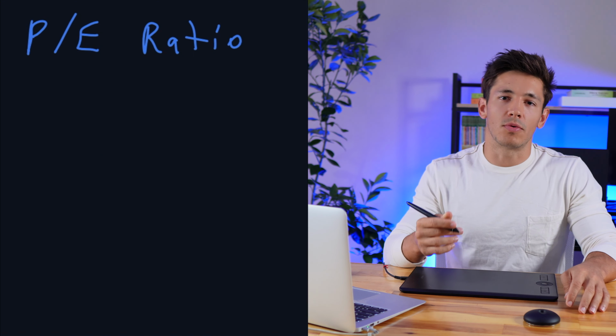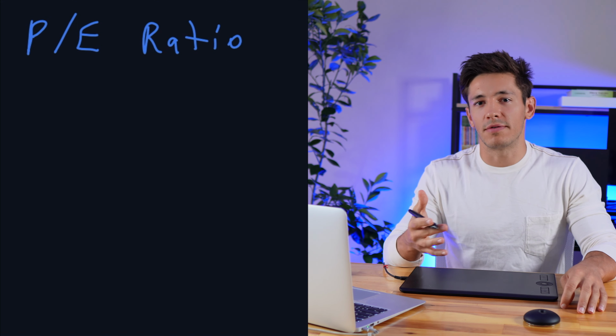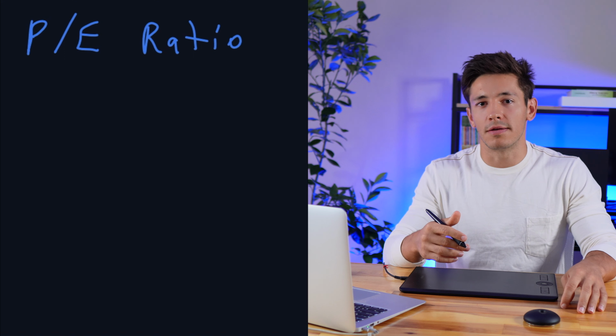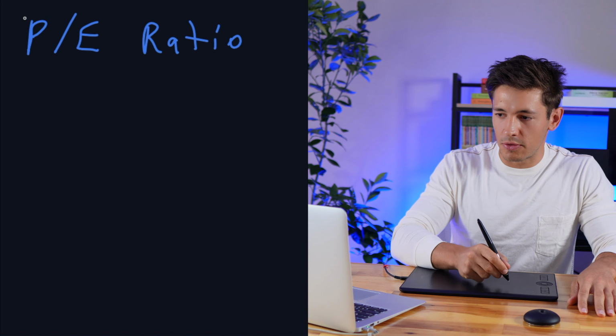Now let's look at a couple real world examples of real companies in the stock market so we can get a better sense of how the PE ratio is calculated and how to make sense of it. So the first one we're going to look at is Google.